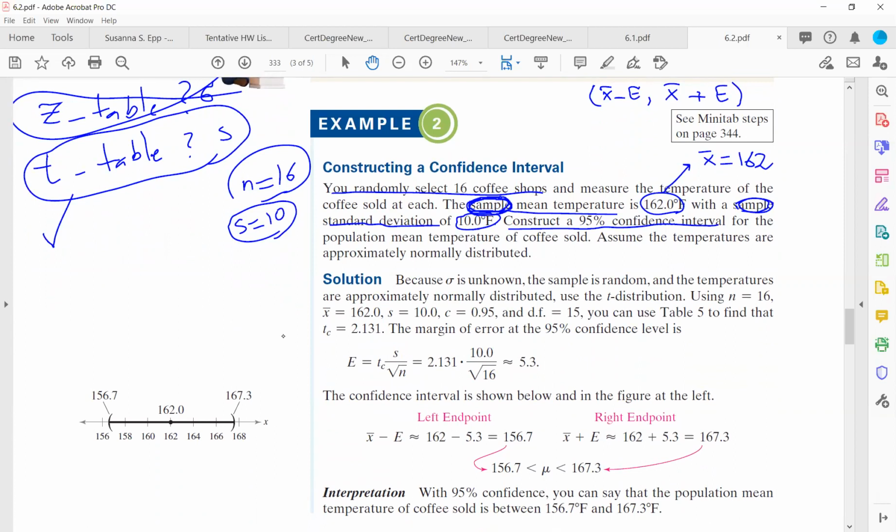First of all, we need to find our critical value. Degrees of freedom, n minus 1, is 16 minus 1, or 15. And we have 95% confidence level. So let us take a look at our T-table.